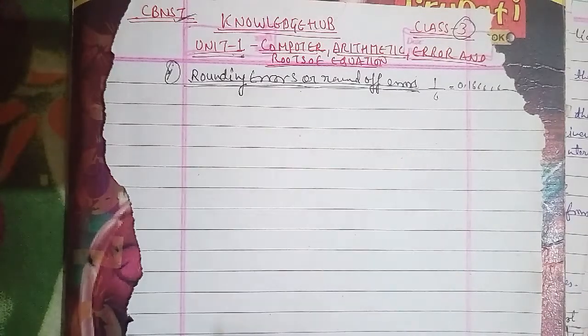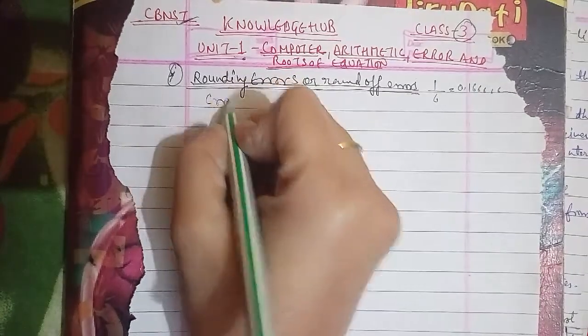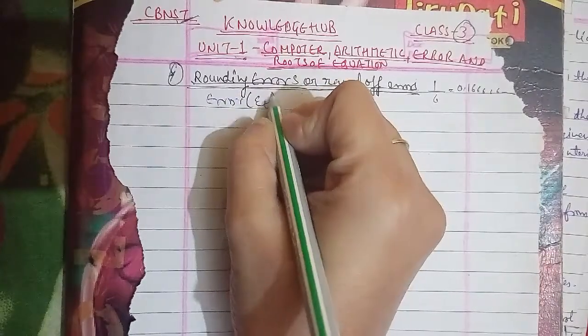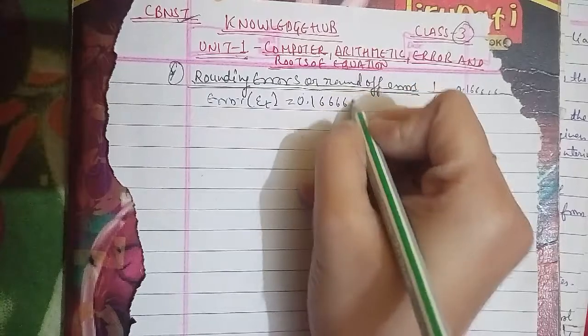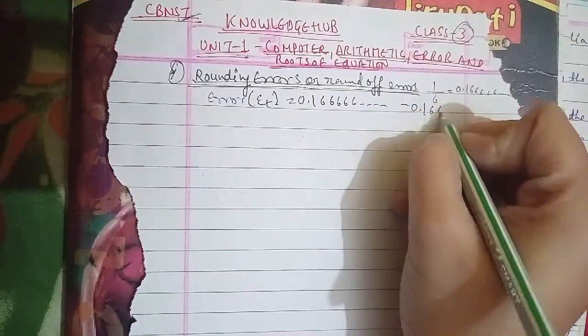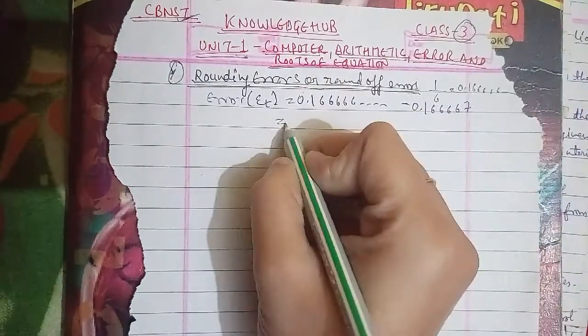So error equals 0.16666 till infinity minus 0.16667. It will become 0.000000333, which will be the answer here.